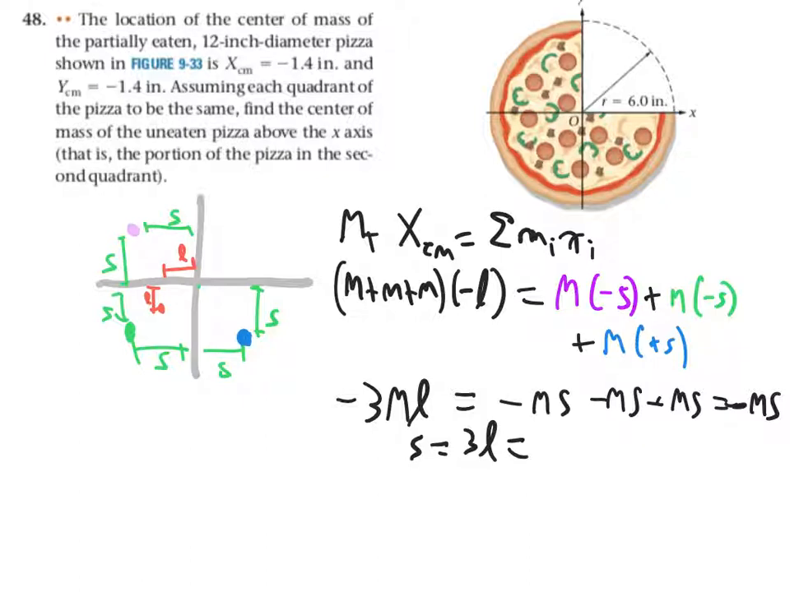So S is going to be 4.2 inches, since my L was just this positive part. We can see that the setup for the y would be exactly the same, because we have the same distances, and so we find that the center of mass of this point, which is at minus S comma S, would be minus 4.2 inches and 4.2 inches.